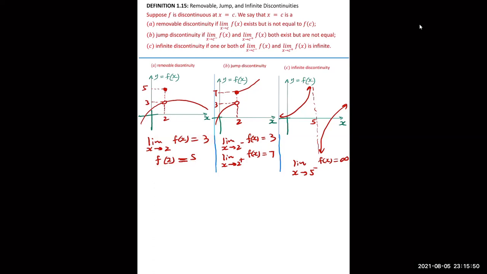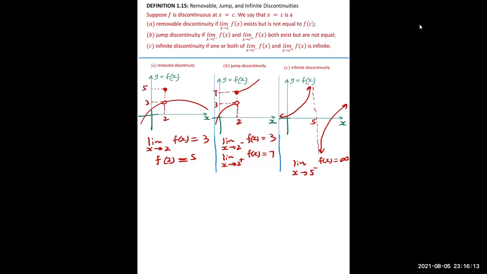When do you have a jump discontinuity? If both the left limit and the right limit exist and they are not equal. Here is the example. Both the left limit at x equals 2 and the right limit at x equals 2 exist, but they are not equal. In that case, you are going to have a jump discontinuity like this.